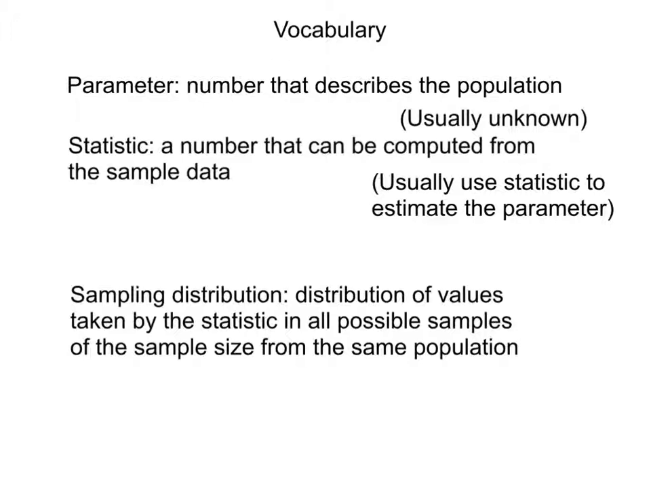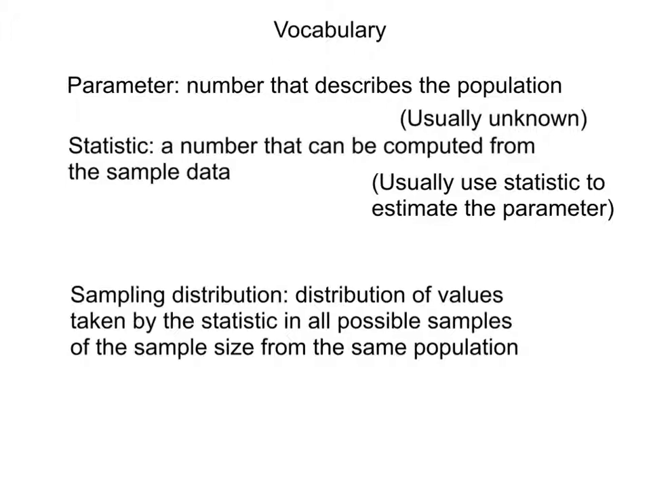A parameter is a number that describes the population, and it's usually unknown. A statistic is a number that can be computed from the sample data, and usually we will use a statistic to better estimate the parameter and get a feel for what the actual population looks like. And then a sampling distribution is a distribution of values taken by the statistic in all possible samples of the same size from the same population.